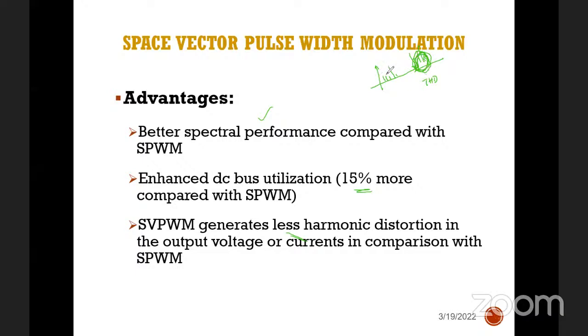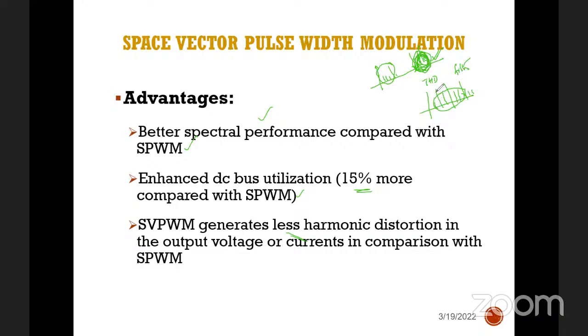Whenever the lower order harmonics are absent and higher order harmonics are present, these small higher order harmonics we can eliminate by using small filters. That is the advantage. If you go for the sinusoidal pulse width modulation technique, lower order harmonics are present. Third, fifth, seventh, ninth, like that, odd number harmonics, lower order harmonics will be present in the SPWM technique.